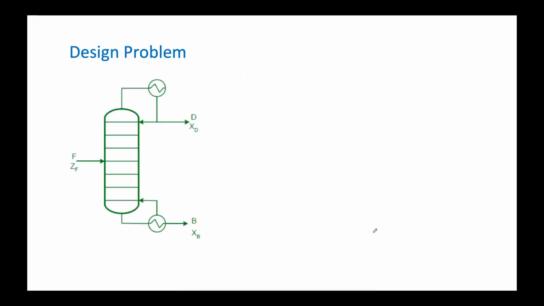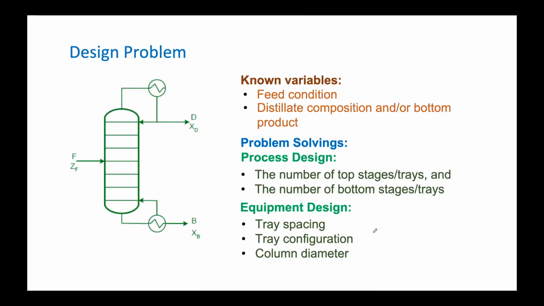All right. Now, design problem. Like I said before, what is known is the feed condition. We should specify the feed condition, or it should be specified in the problem. And the distillate composition also needs to be defined. What purity of product do we want? Do we want 95%? Do we want 98%? Or do we want 99.9999%? Or sometimes the bottom product, but usually it's more about the distillate composition.